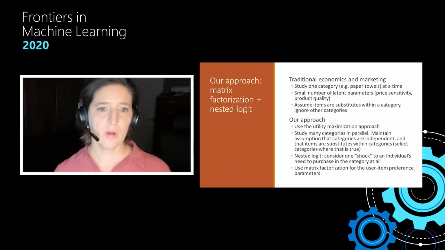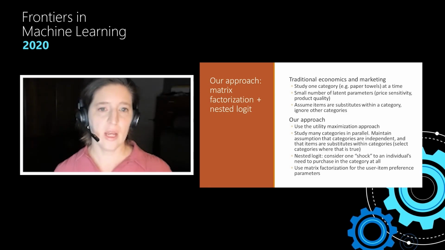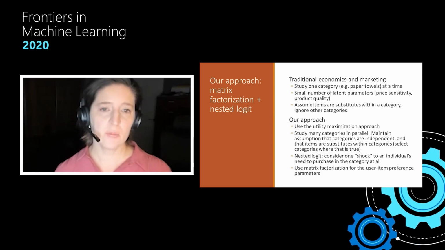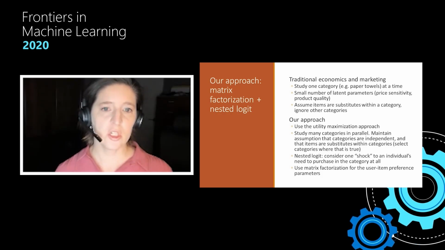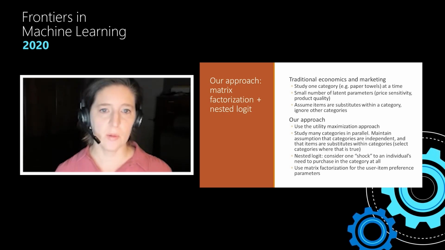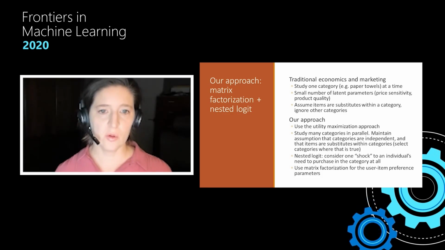So in a paper with Rob Donnelly, David Blei, and Francisco Ruiz, we take a look at how we can combine machine learning methods and modern computational methods with the traditional approaches to studying consumer purchase behavior in supermarkets. Now, the traditional approach in economics and marketing is to study one category, like paper towels, at a time.